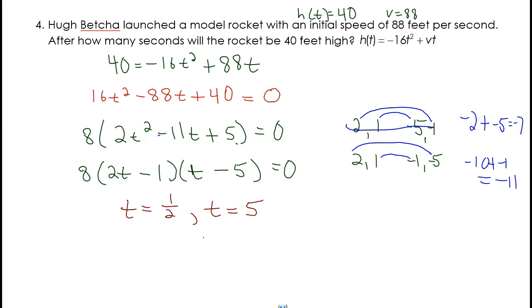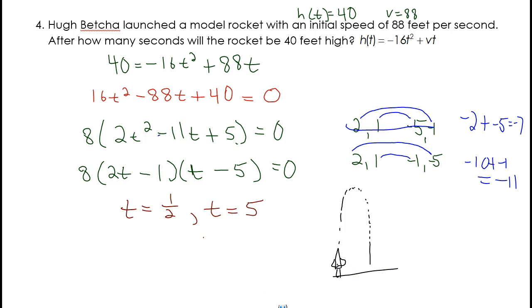Now, we've kind of just been thinking about the algebra of this, but maybe we should have drawn a picture to start with. Certainly we can draw one now. So Hugh Betcha has launched a model rocket. So he's got this rocket, and I'm going to just draw a little rocket here. Here's his rocket. And he launches this thing, and it goes up into space, right? Does it keep going forever? Well, no.